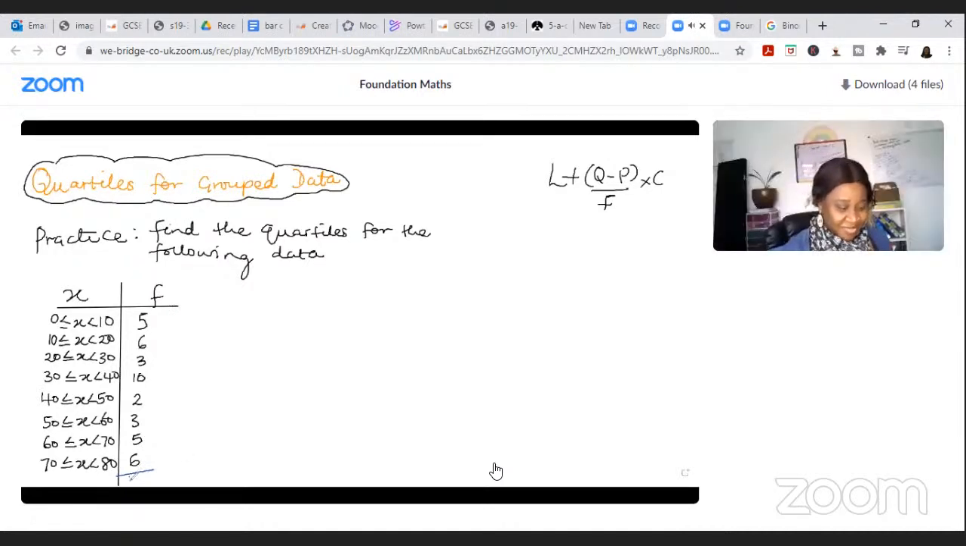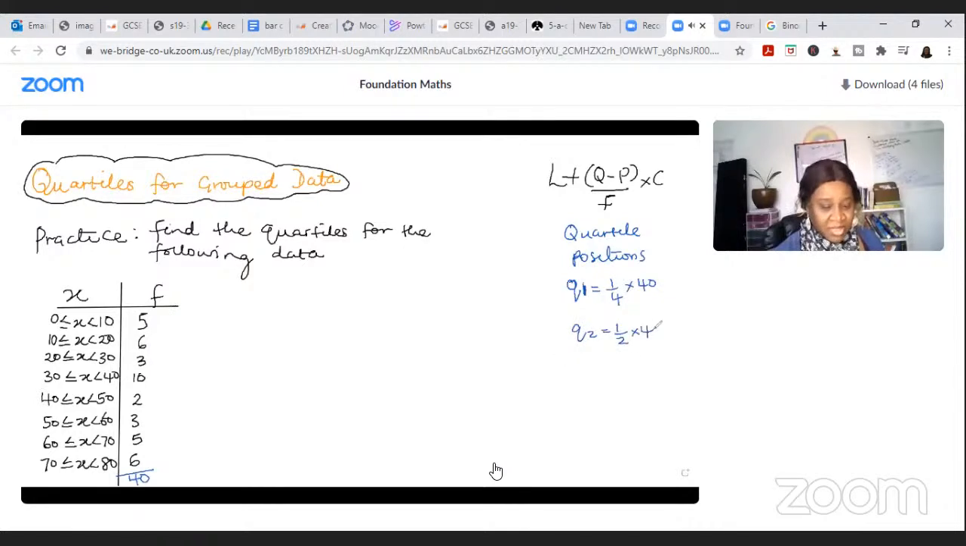So 40. Quartile 1, Q1, which is the quartile positions. Let me use small q because it's confusing. Q1 would be equal to 1 quarter times 40. Q2 would be equal to 1/2 times 40, and Q3 would be equal to 3/4 times 40. You can use the big Q for the quartile, but you find that confusing.